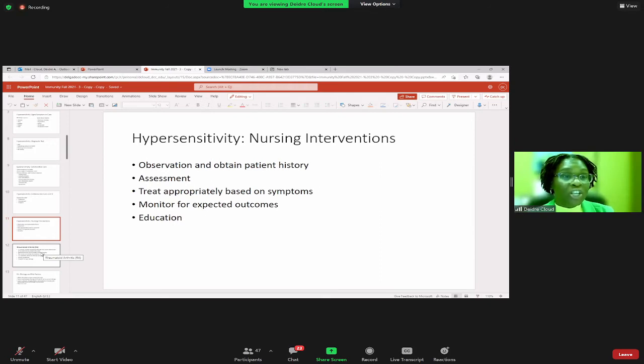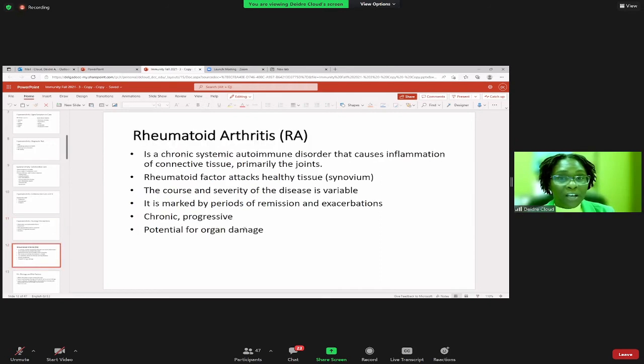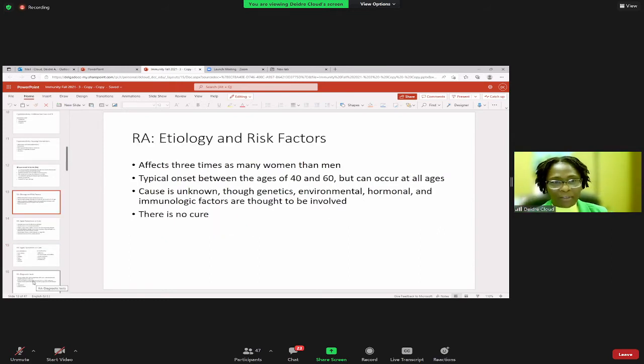First-hand knowledge. So yes, this disease also affects more women than men, and typical onset is between the ages of 40 and 60, but all ages can get it. There is no cure. You just have to take your treatment, right?